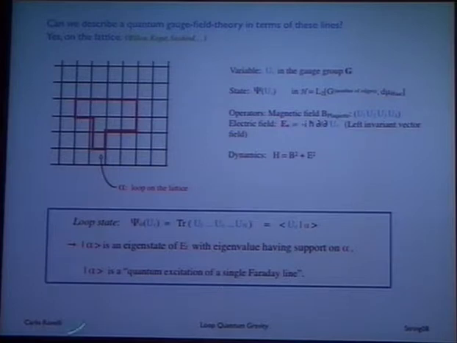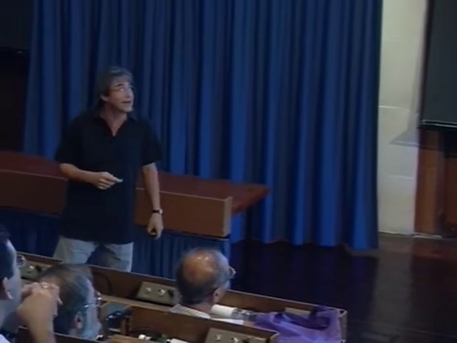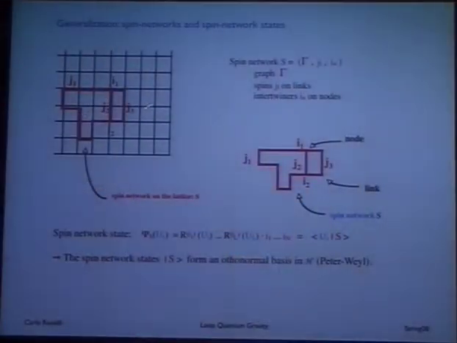Now, these loop states by themselves do not form a basis in this Hilbert space, but a simple generalization of the same object does. And these are the so-called spin networks. A spin network is a graph on the lattice, colored with some representations of the gauge group on the graph links, and some intertwiners, some invariant tensors, associated with the nodes.